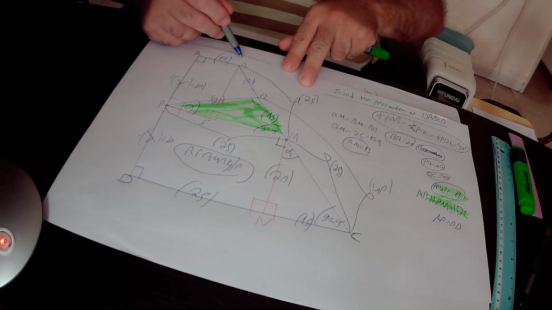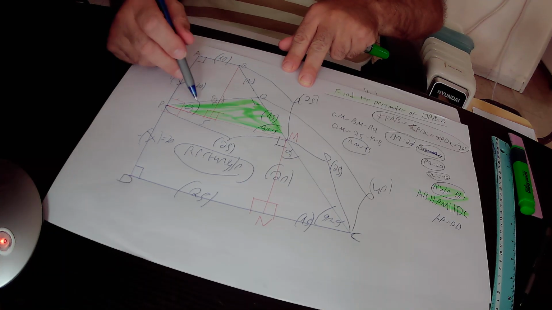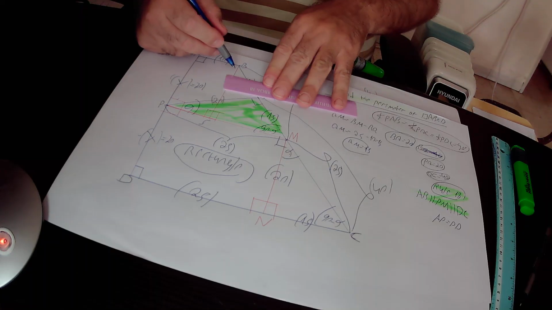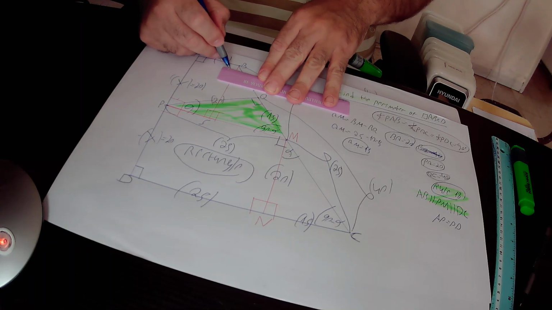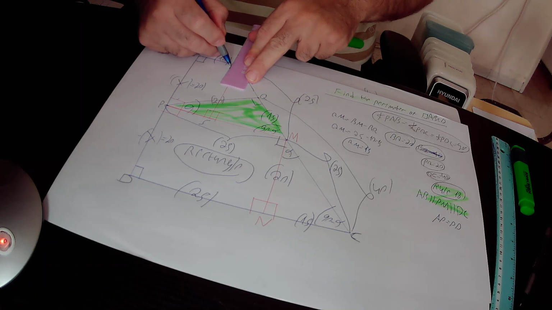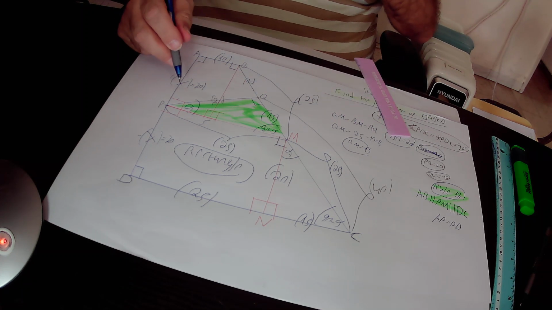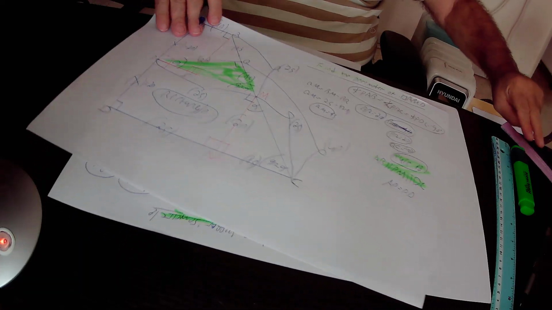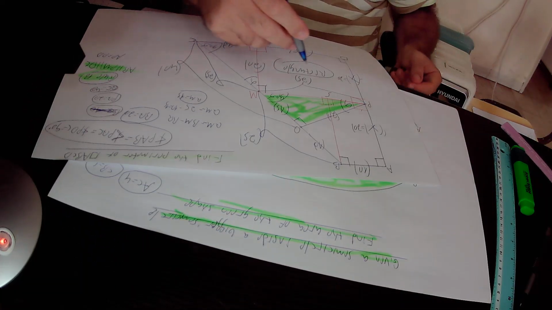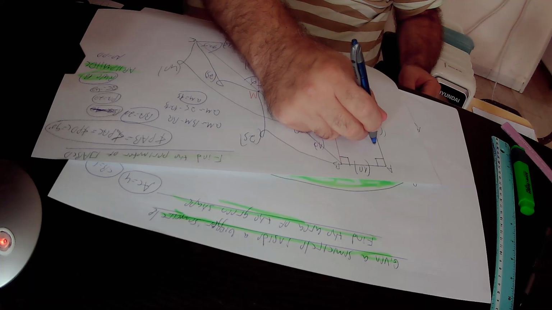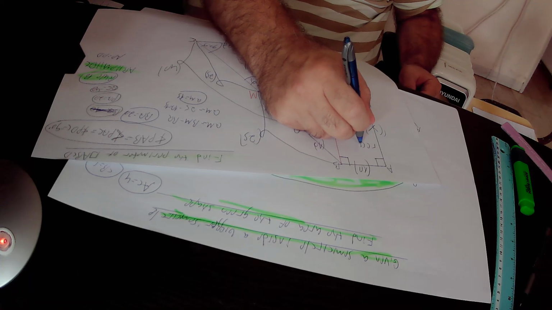Inside the small quadrangle ABSP, we have 1, 2, 3 right angles, and therefore the fourth angle must be equal to 90 degrees, according to the rule that the sum of the angles in any quadrangle is equal to 360 degrees. So in quadrangle ABSP, we have 4 right angles, and therefore it is a rectangle.